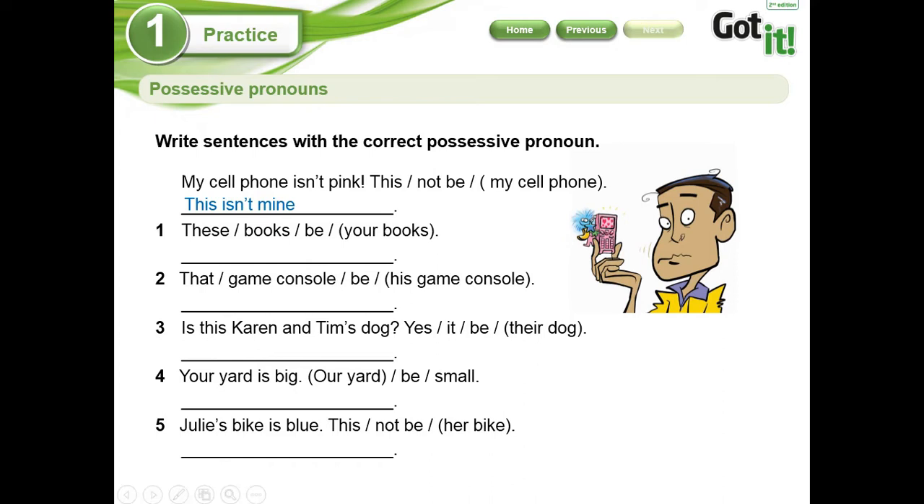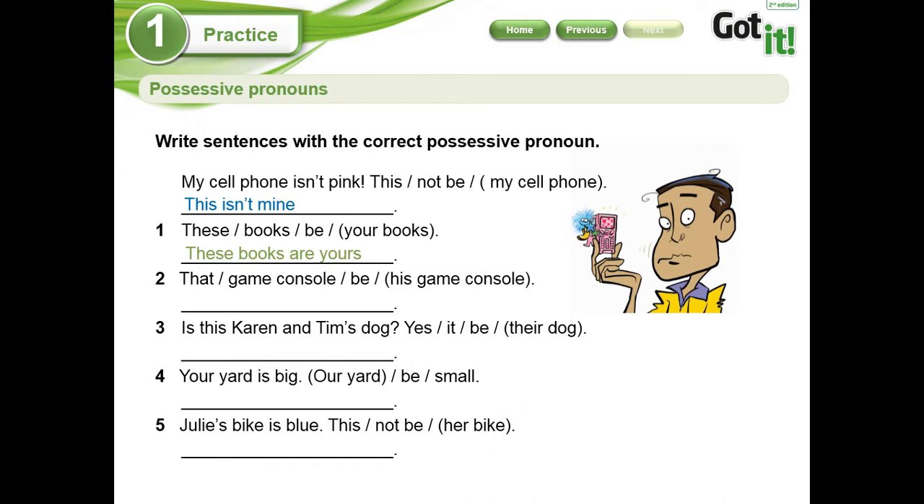So for example, this is affirmative. Here it says these books. Okay, B, your books. We know B is and are. Suppose these books are yours. Yes, these books are yours.